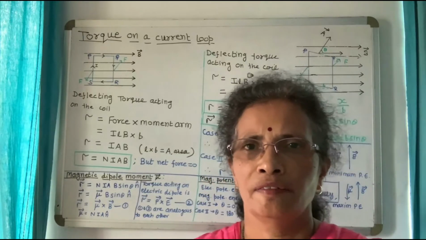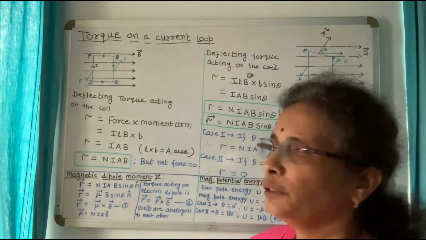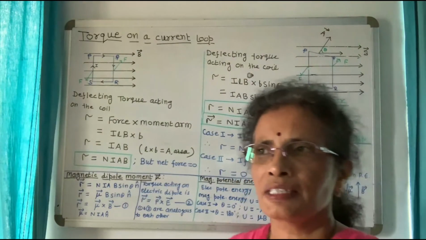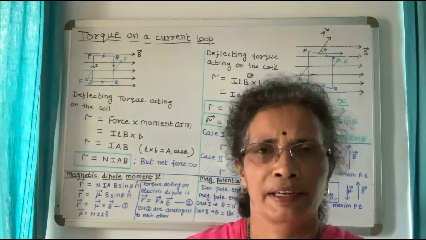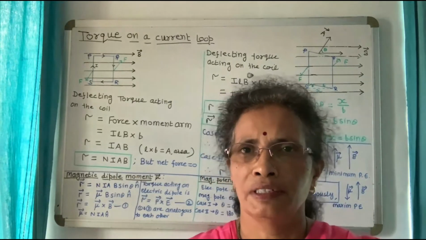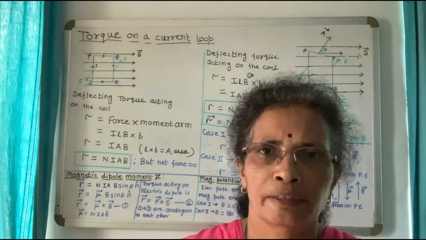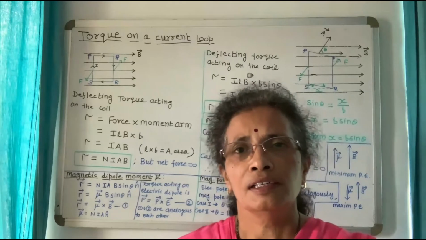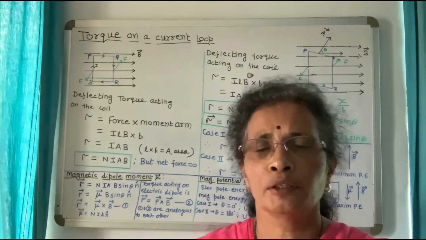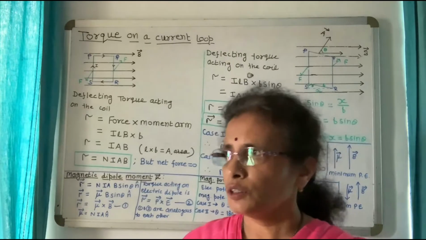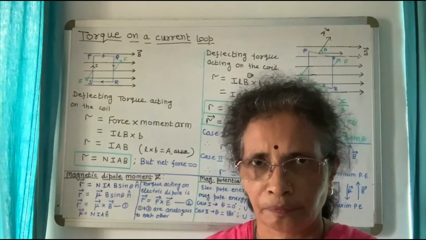Hello students, today we are discussing the next topic, torque acting on a current loop. In the last lecture we studied the force acting on a current-carrying conductor placed in a magnetic field. Three situations we discussed: if the wire is a straight line, if the wire is of arbitrary shape, or if the wire contains a circular loop, that is, a closed loop. Then for the closed loop, we discussed that the force acting is equal to 0.